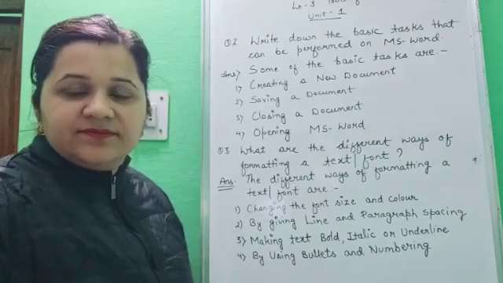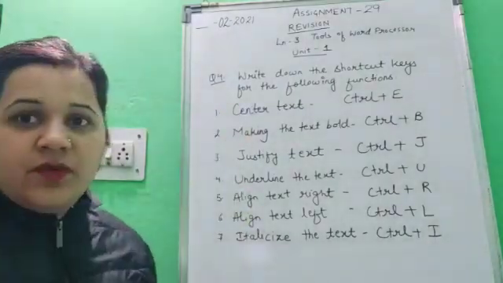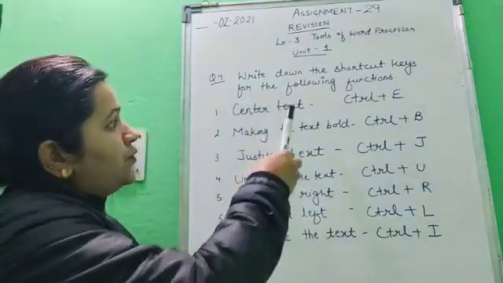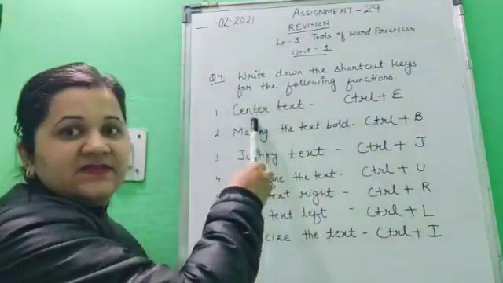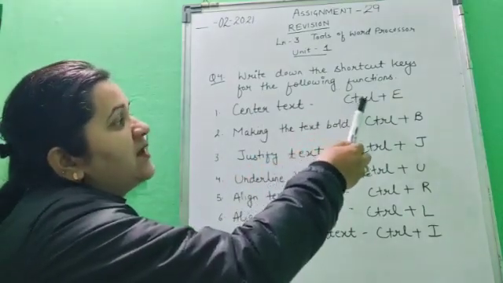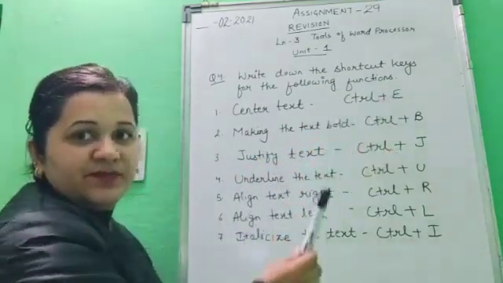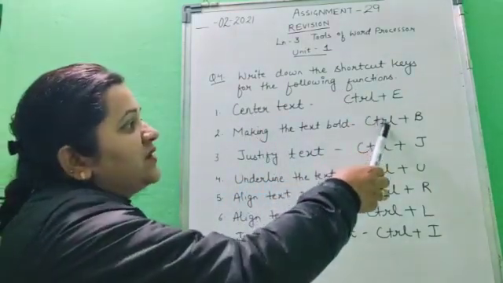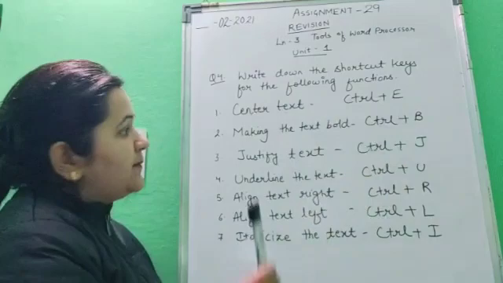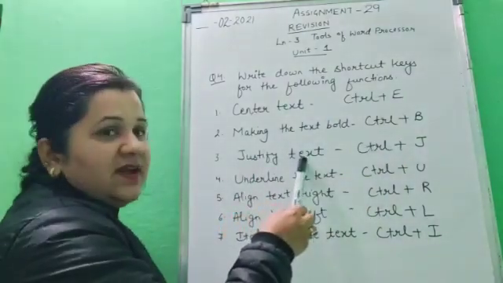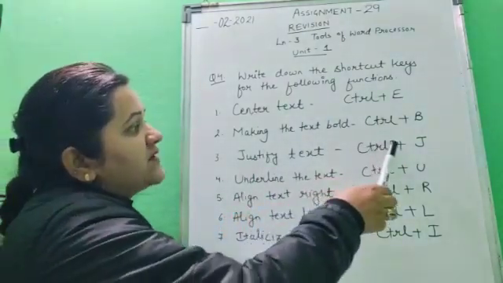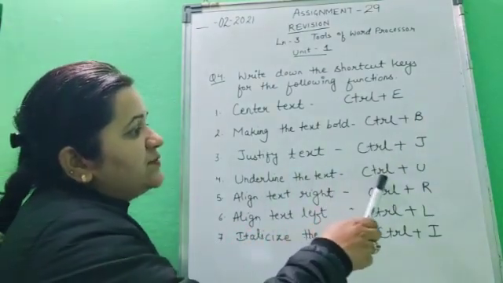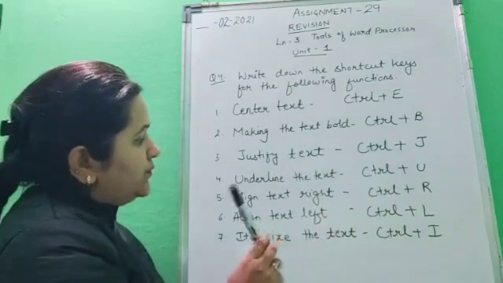Okay, children? Here comes question number 4. Write down the shortcut keys for the following functions. If you want to centralize a text, then you have to use this shortcut key, Control plus E. Okay, if you want to make the text bold, you have to use this shortcut key, Control plus B. Next, if you want to justify a text, then you would use this Control plus J key. If you want to underline the text, use Control plus U.